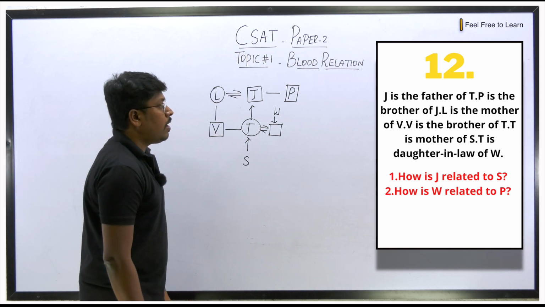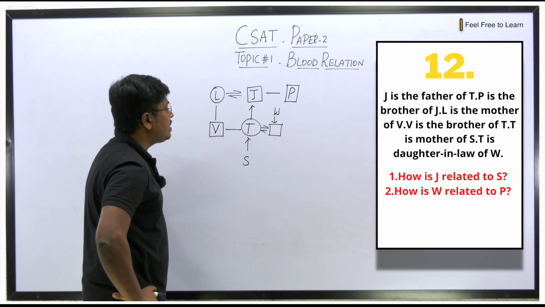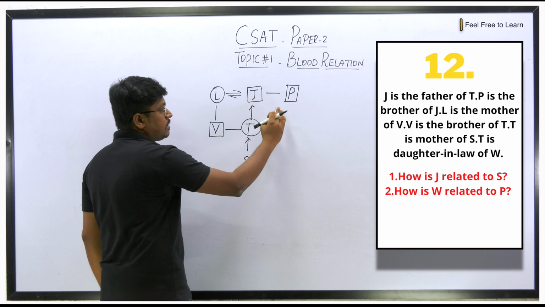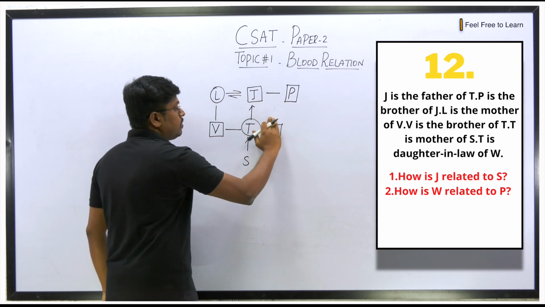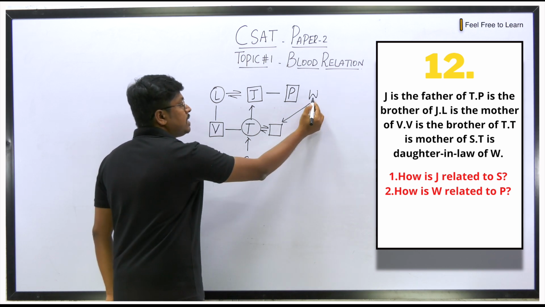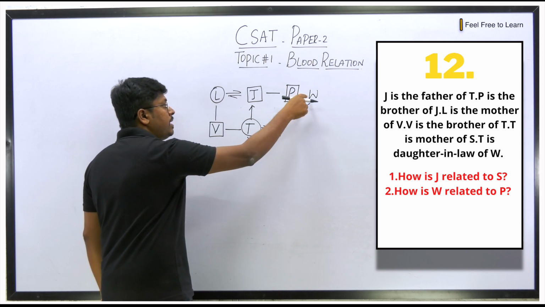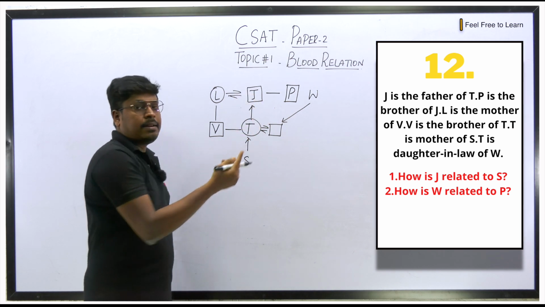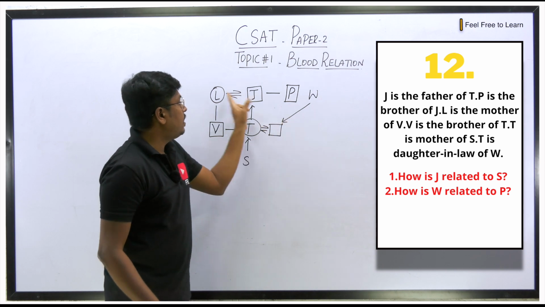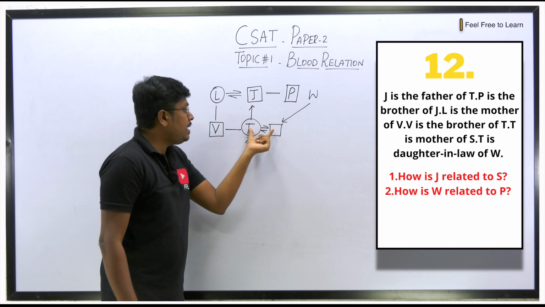So next point, how W is related to P. So from P, our target is to find what is the relation of W. So they both are in the same generation, right? But we don't know the gender of the person W, because if we knew the gender of the person W, then it would be uncle-in-law or aunt-in-law, because it's a separate family tree. This family is different and this family is different. So both these families are getting joined only because of T and some person, right?